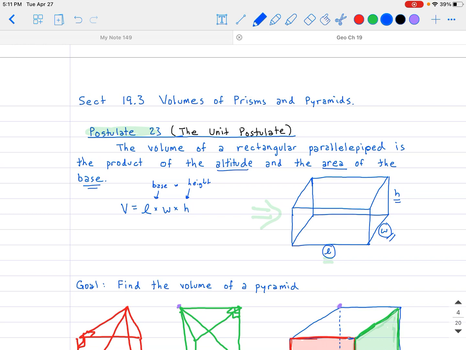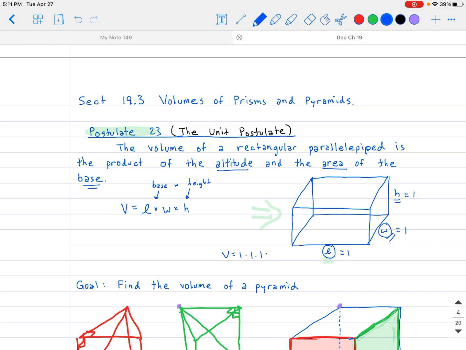Now, to make things a little bit easier, let's consider the situation of a cube, where the length is equal to the width is equal to the height. And for the purpose of making it simple, let's just say that they're all equal to 1. If they're all equal to 1, then you can see that the volume is equal to 1, because it's 1 times 1 times 1.